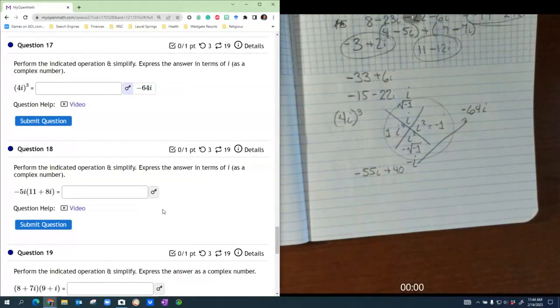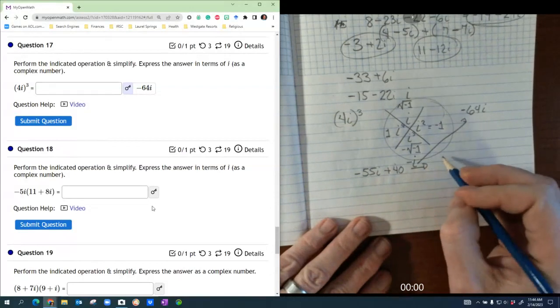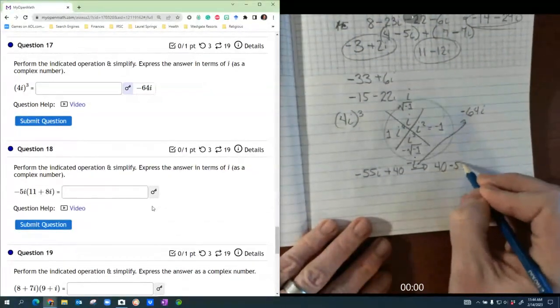So what I do is, whenever I see i times i, I know it's going to be negative 1. I multiply the coefficients of those i's, and I see that negative 5 times 8 gives me negative 40, and then I take this and switch the sign. So that's why I get positive 40. Now, this is not an appropriate way of display. We want to put it in the proper a plus bi form, so it's going to be 40 minus 55i.